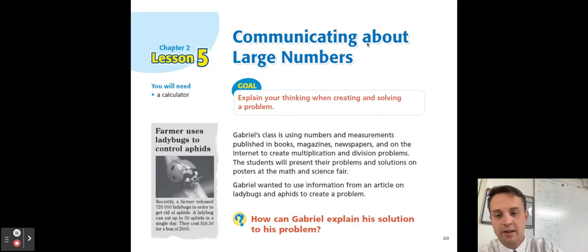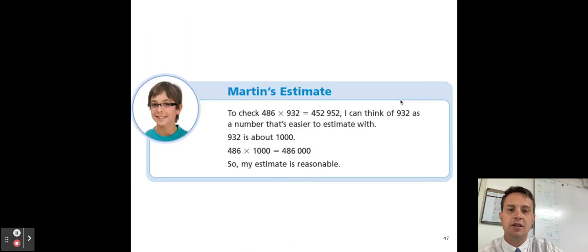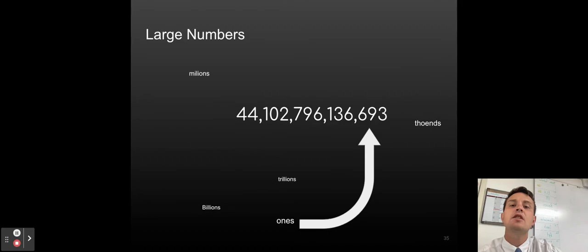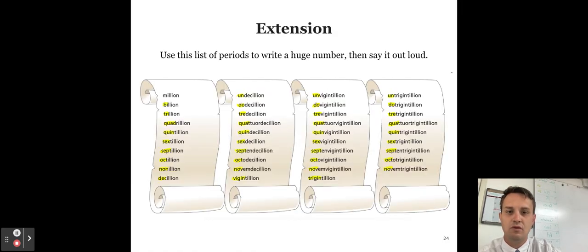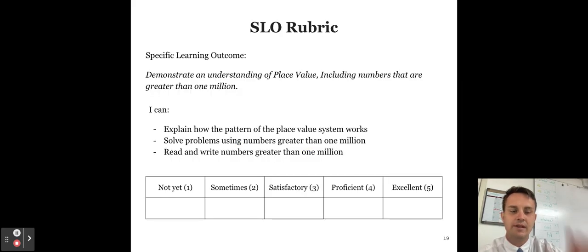Okay, so we're gonna just head back to the goals for today. This is what you should be thinking about. Can you demonstrate an understanding of place value, including numbers that are greater than 1 million? So can you explain how the place value system works? Can you solve problems using numbers greater than 1 million? And can you read and write numbers that are greater than 1 million? And think about not yet, sometimes, satisfactory, proficient, or excellent. Okay, thank you very much.